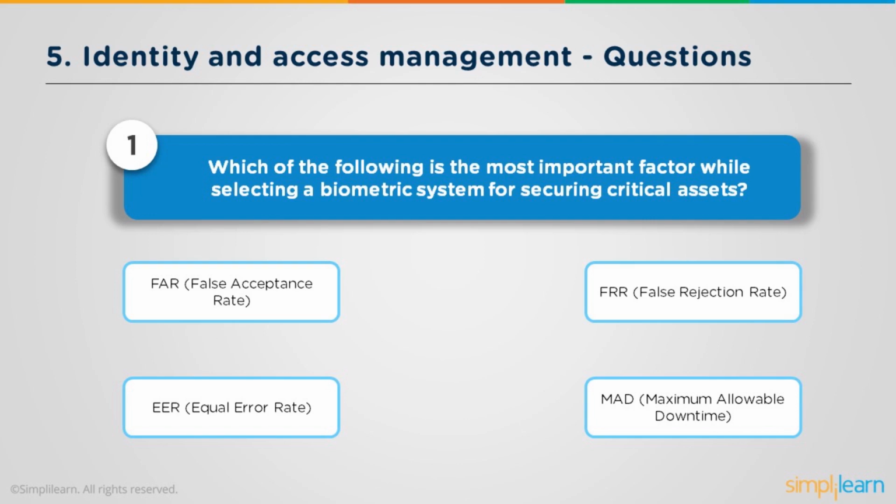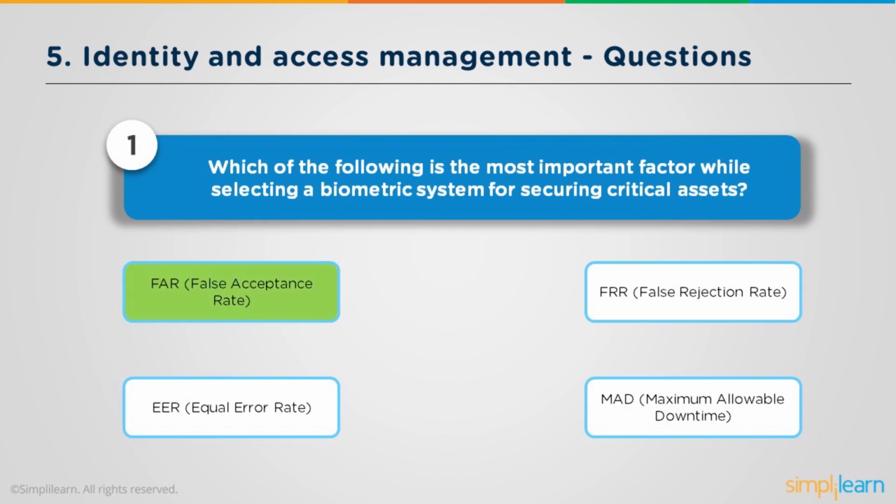Now the question here is, which of the following is the most important factor while selecting a biometric system for securing critical assets? Would I want to focus on false rejection rate or false acceptance rate? Then we also have equal error rate and maximum allowable downtime. Maximum allowable downtime is if the biometric measure fails and nobody is getting access to any of the resources, to what level or to what extent would my business be able to tolerate such an outage?